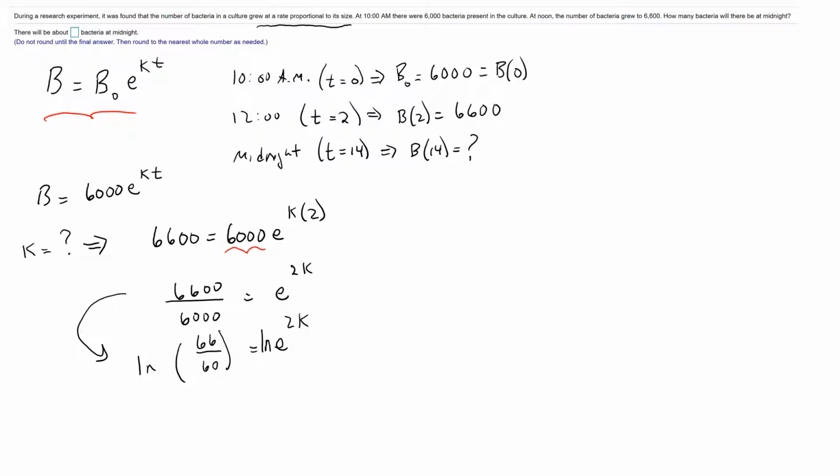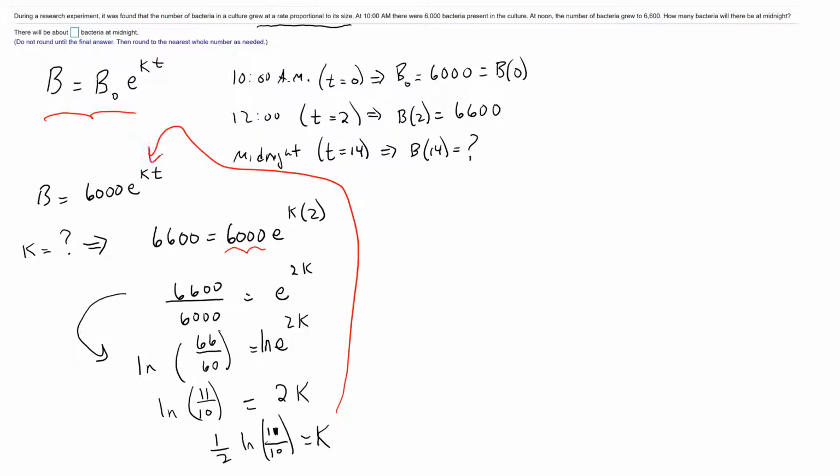The reason we natural log both sides is because the natural log and the e cancel out, so we're left with 2k. On the other side, we have natural log of 66 over 60, which I'll reduce again. 6 goes into both numbers, reducing it to 11/10. To solve for k, we would finally divide by 2. But to avoid the complex fraction, I would prefer that we multiply both sides by 1/2, which is the same thing as dividing by 2. And so there's k. Now we need to plug it back into our formula.